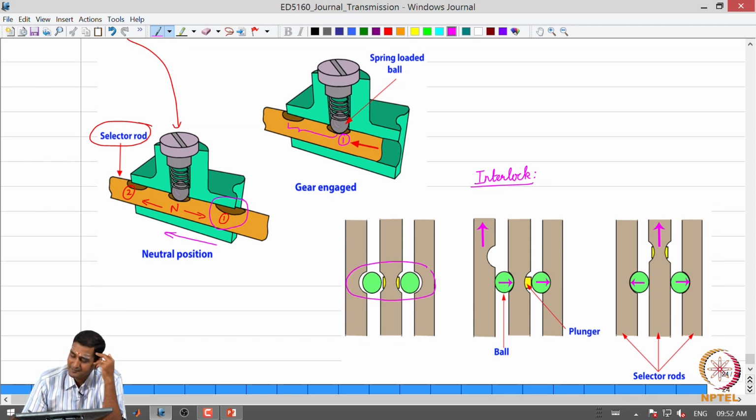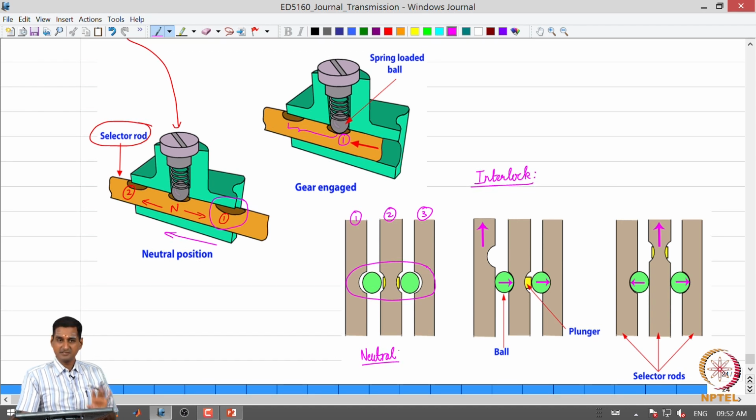You can see that typically, let us say we have 3 selector rods. We have a groove in the central selector rod, and let us call these selector rod 1, 2 and 3. In selector rod 2, there is a hole, and a pin is fixed in that, and then we have 2 balls floating in these grooves. This is the neutral position, when none of the gears are engaged.